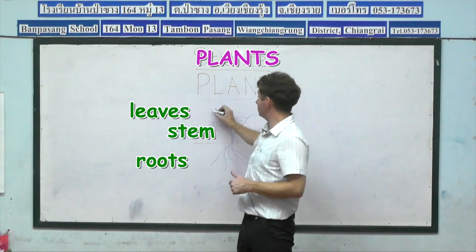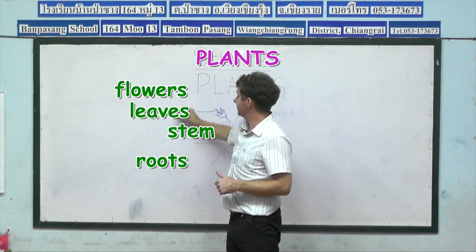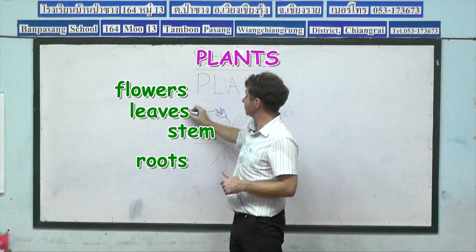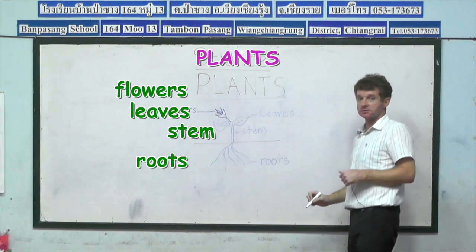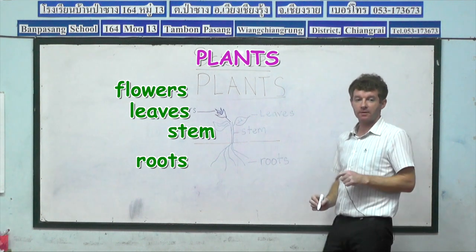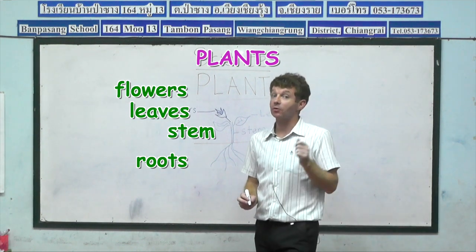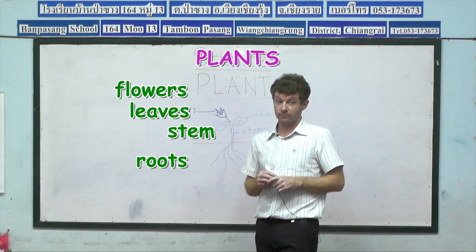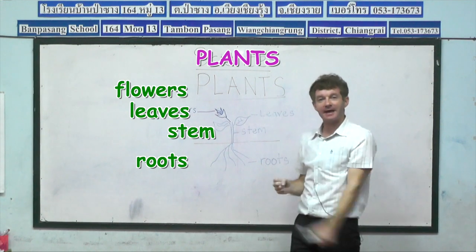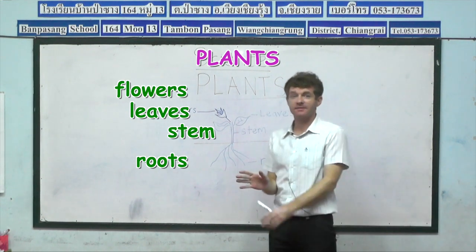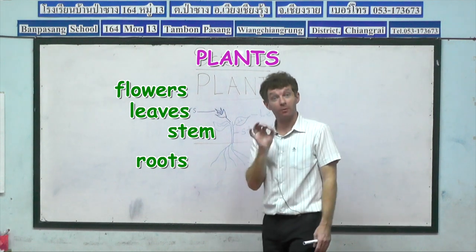And how do we spell flowers, guys? F L O W-E-R-S, flowers. Yes. And can you remember something else that some flower or some plants have too? Things that we can pick off and eat. Fruit. Yes. Not all plants. In fact, most plants don't have fruits, but some do.